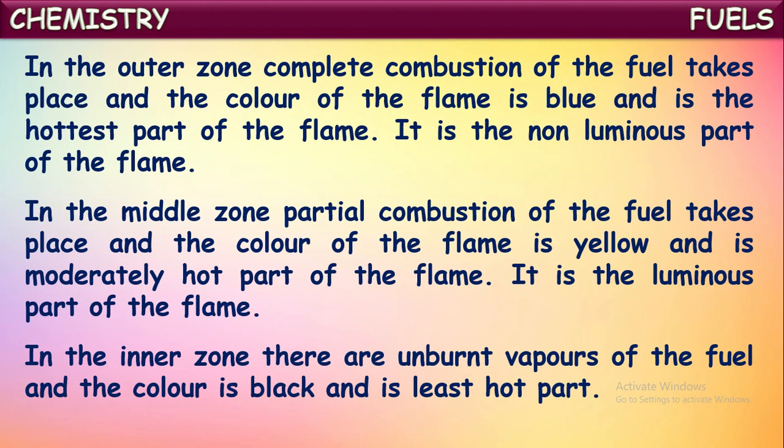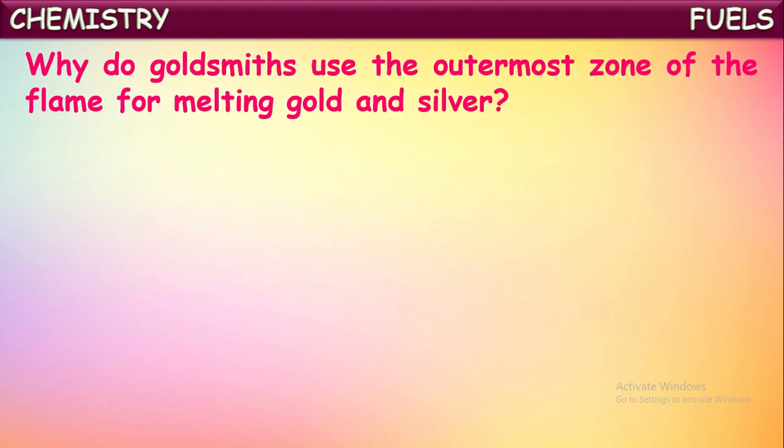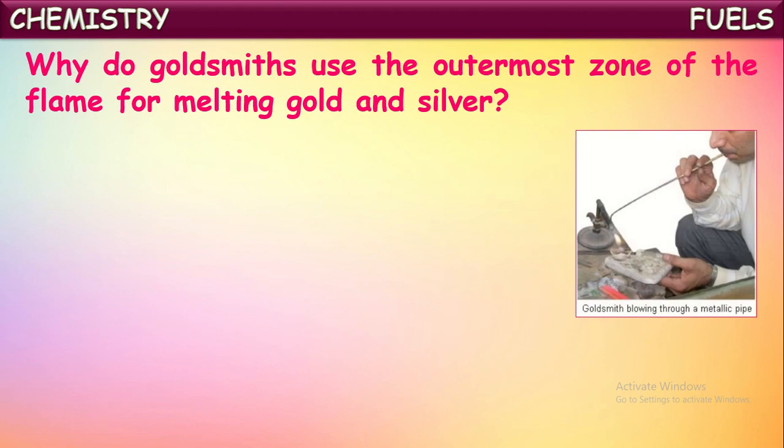Now let us see one point. Why do goldsmiths use the outermost zone of the flame for melting gold and silver? Have you ever observed the goldsmiths? They use the outermost zone of a flame for melting gold and silver ornaments while designing them into different shapes. They use this outermost zone of the flame.